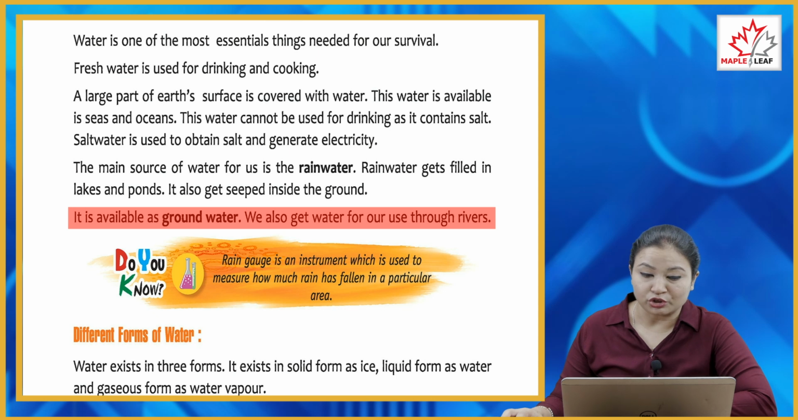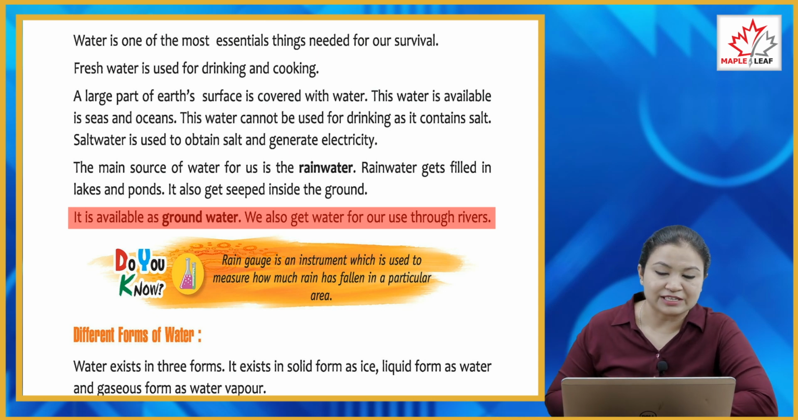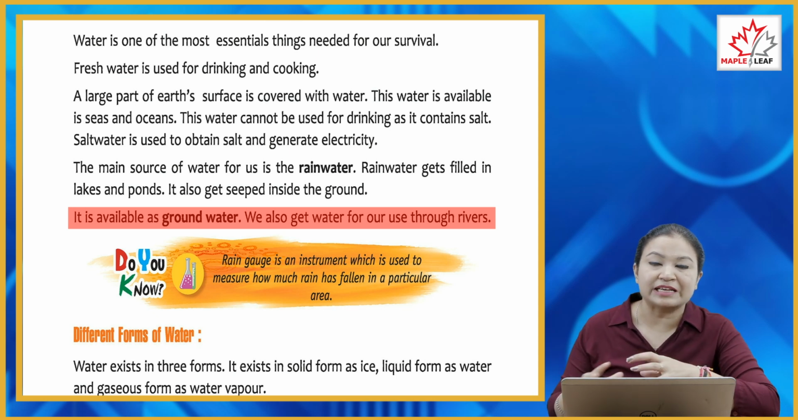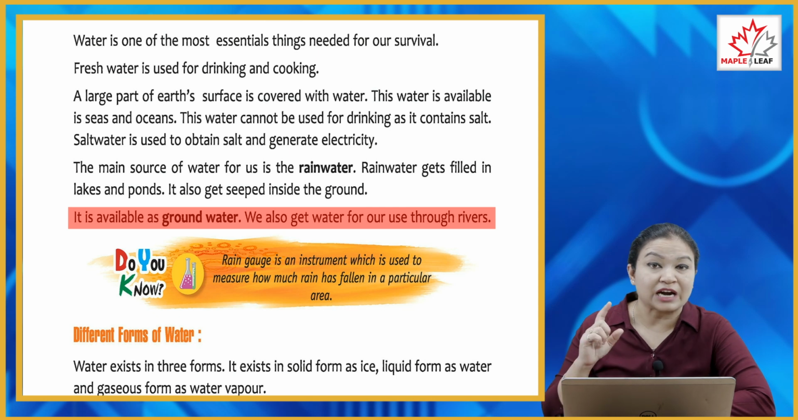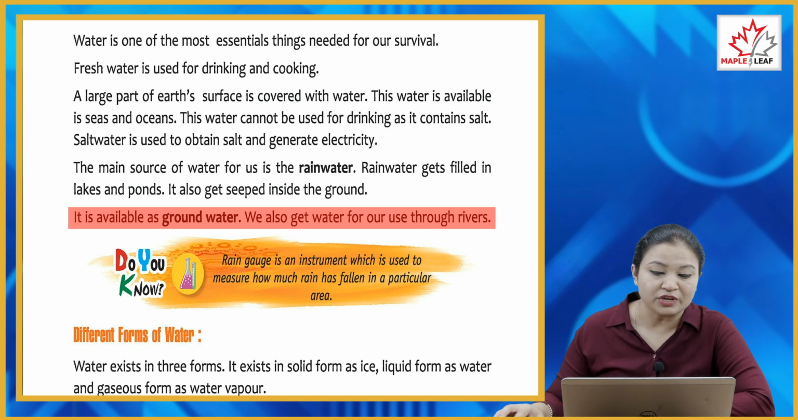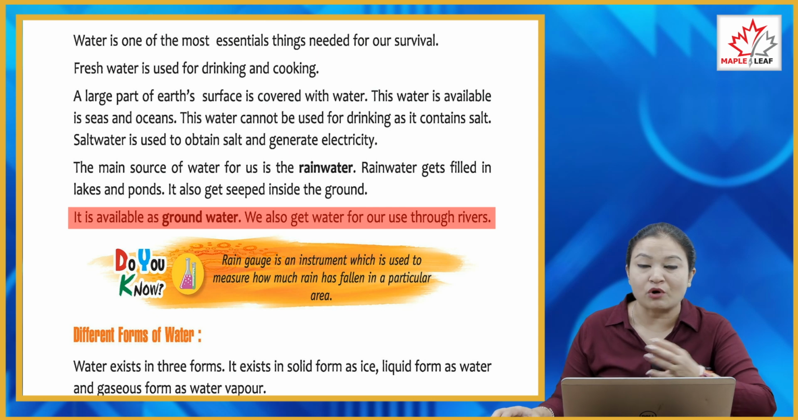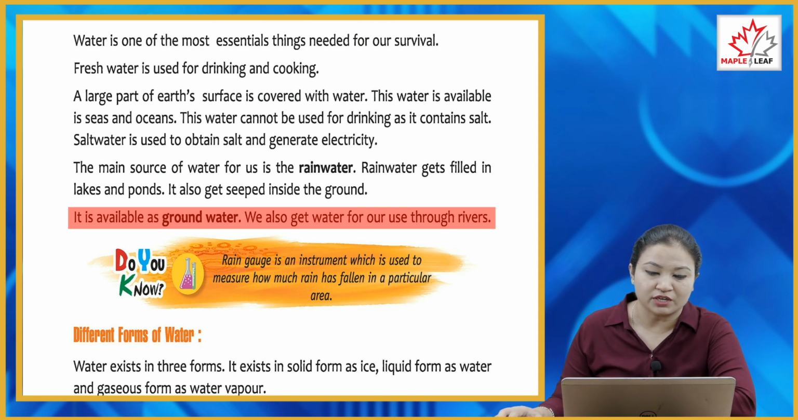We need water to drink, we need water to do different kinds of work like cooking, bathing, washing, etc. A large amount of earth is covered with water, but that water is not drinkable because it is salty. So we get water from rainwater. It is drinkable, and rainwater is stored in ponds and lakes, and it also goes down into the ground. So it is called ground water.